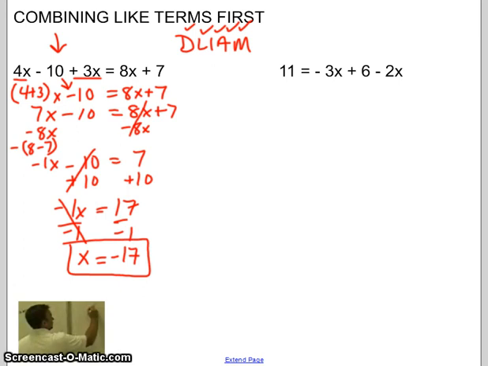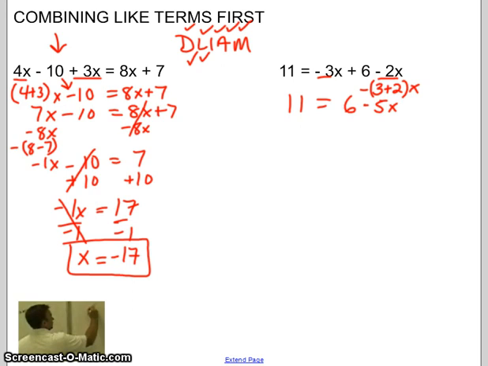Okay, combine like terms first, because in this example there's no distributive property. We'll move on to like terms. We have negative 3x and negative 2x. Same sign, combine the numbers, and take the sign. So we're going to get negative 5x, bring down everything else. We have a positive 6, an equal sign, and 11. Okay.